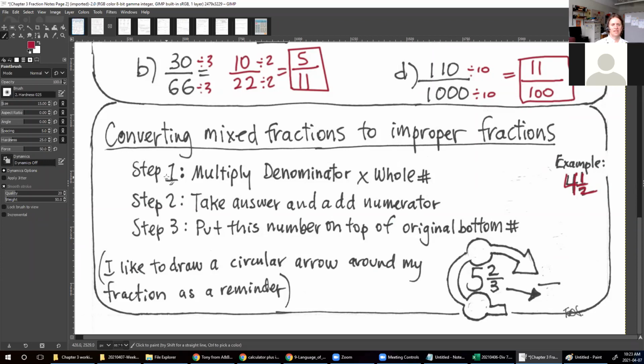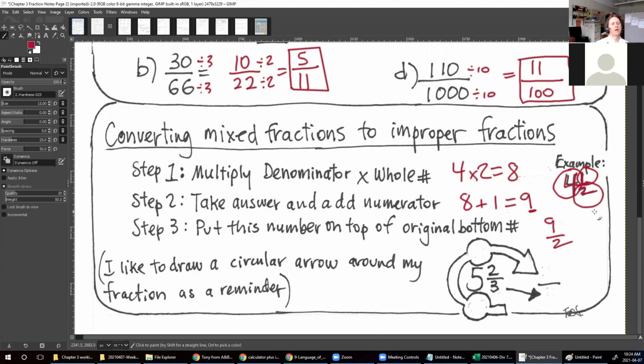So essentially, there's 3 steps. You multiply the bottom number times the whole number. So this number and this number, you multiply them. So it's 4 times 2. Gives you 8. We're going to take that answer and we're going to add the top number. 8 plus 1. This will make more sense because I've got a little trick down here. Is 9. Then we're going to take this answer 9, and we're going to put it on top of the original bottom number. So it's going to be over 2.